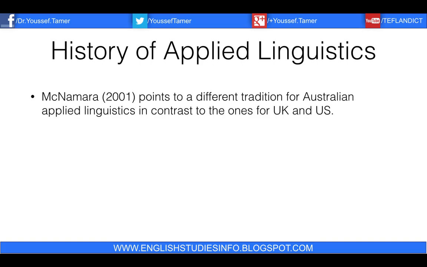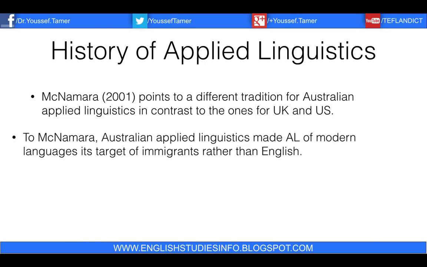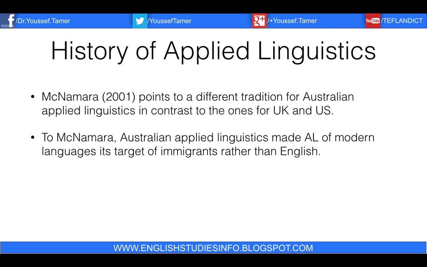Now we move on to another school, which is in Australia. There isn't a big difference, but we need to make a reference to this school, because it had an impact on the development of applied linguistics. McNamara 2001 points to a different tradition for Australian applied linguistics in contrast to the ones for the UK and US. So the Australians also have their own contribution. Australian applied linguistics made modern languages its target of immigrants rather than English.